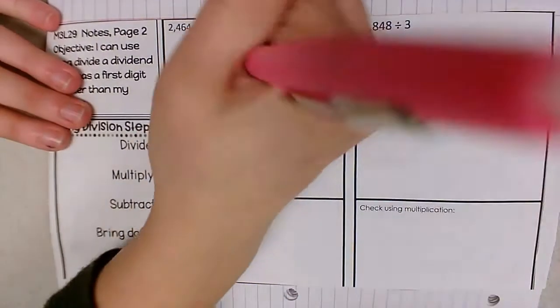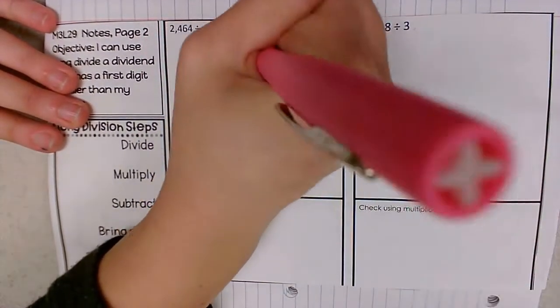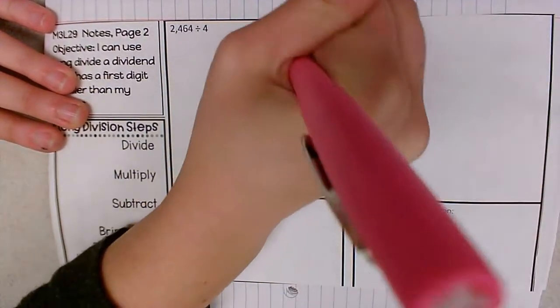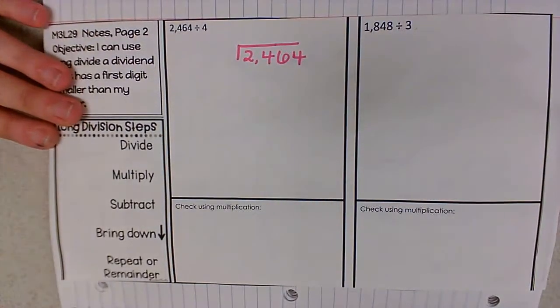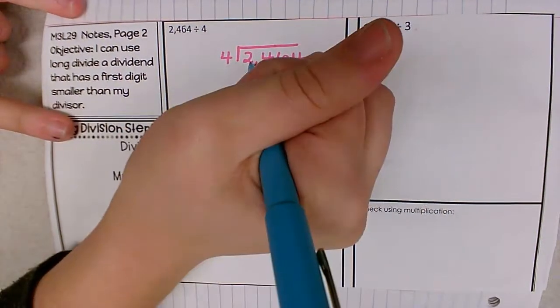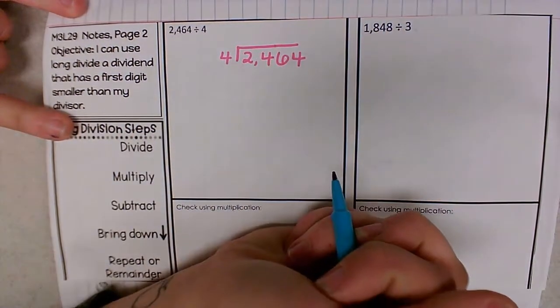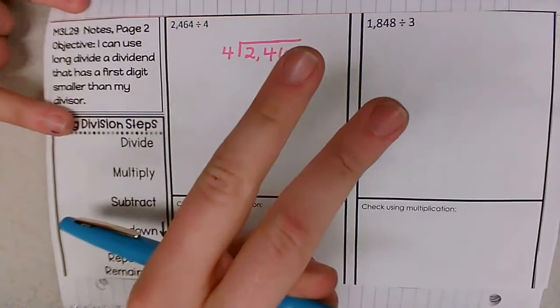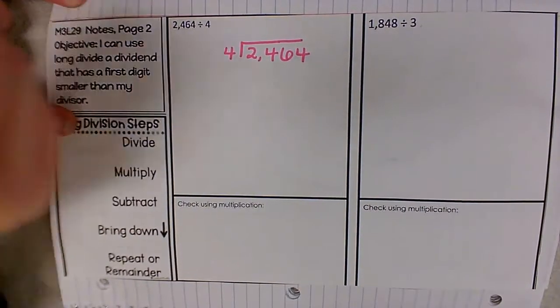This time our dividend is 2,464. Our divisor is 4. Just like in my last 2 problems, I notice when I start with my divide, multiply, and subtract, bring it on down and bring them on back, I can't divide 2 divided by 4. 2 is not divisible by 4. If I only have 2 fingers, I can't split these 2 fingers into 4 groups.